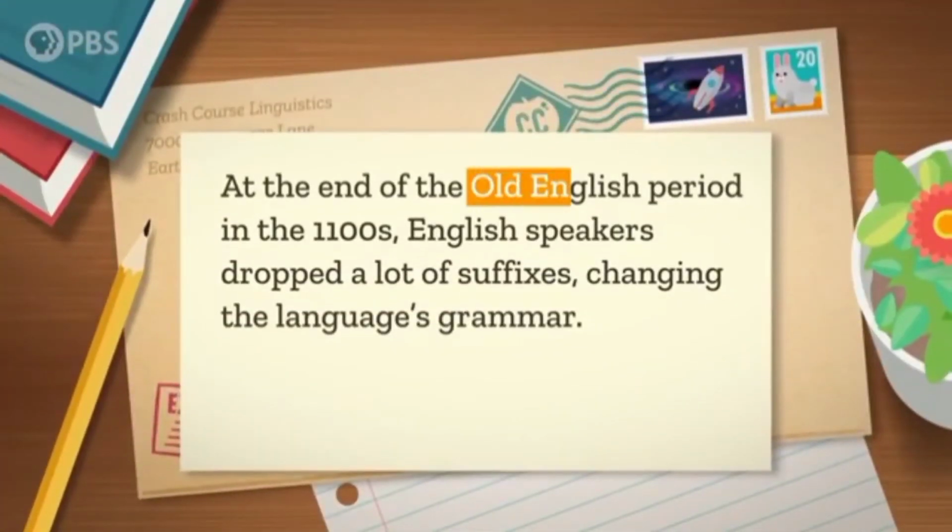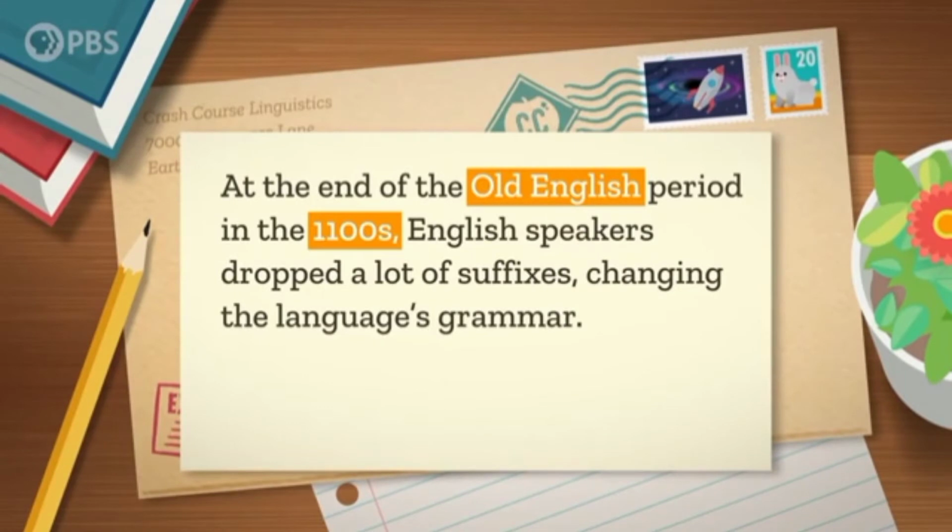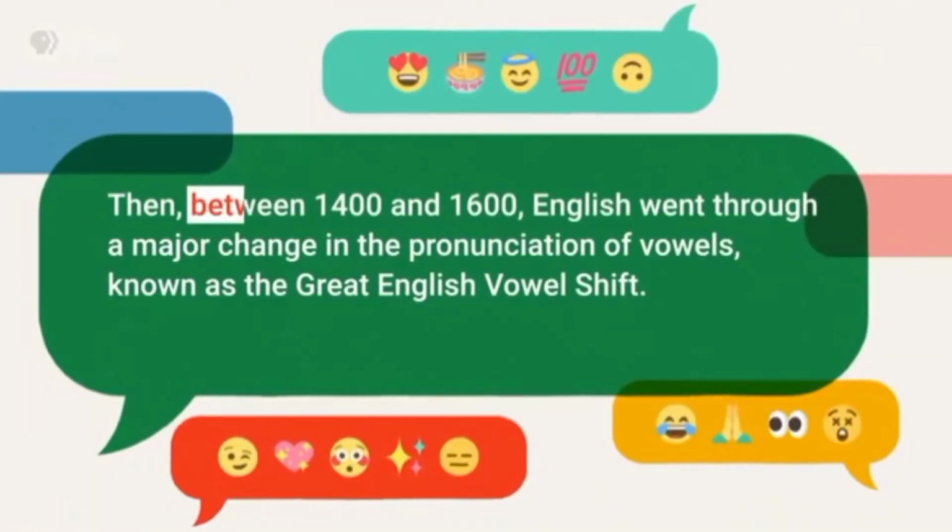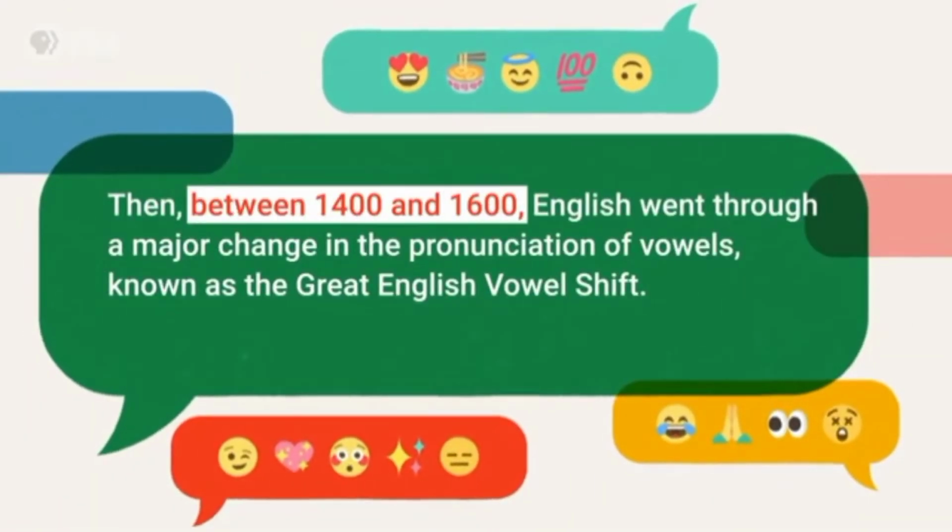At the end of the Old English period of the 1100s, English speakers dropped a lot of suffixes, changing the language's grammar. Then, between 1400 and 1600, English went through a major change in the pronunciation of vowels, known as the Great English Vowel Shift. So while languages can change in multiple ways, they don't always change in all areas at once.